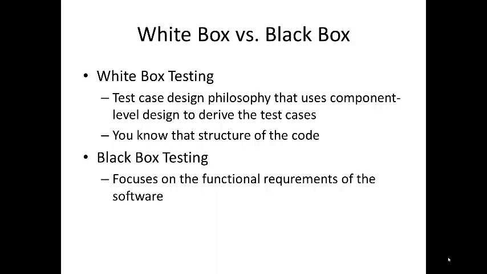White box testing is usually performed earlier in the process than black box testing, which focuses on the functional requirements of the software. Black box testing attempts to find errors in the following categories: incorrect or missing functions, interface errors, errors in data structures or external database access, behavioral or performance errors, and initialization and termination errors. And it usually takes place later in the testing process. So the IEEE definition of a test case is documentation specifying inputs, predicted results, and a set of execution conditions for an individual test type.